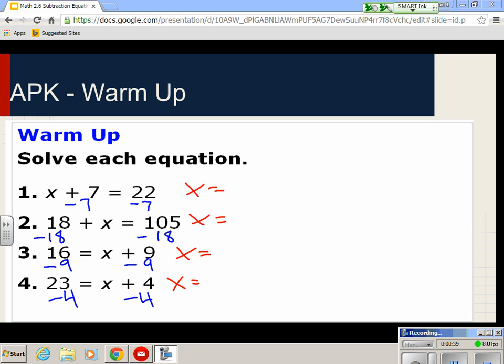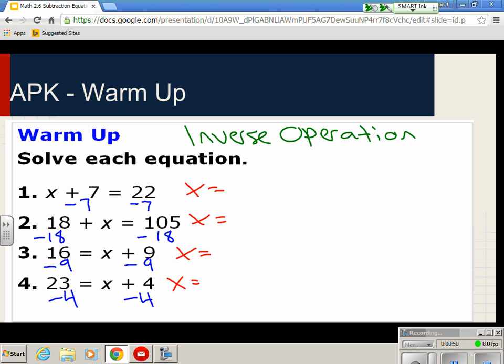So remember, as we learned yesterday, we learned about that wonderful vocabulary phrase, inverse operation, where to solve for this, you have to do the opposite operation, which cancels out the one side and allows you to do that operation on the other side. So since all of these are addition, the inverse operation of addition is subtraction. So for number 1, you're going to subtract 7 from both sides.